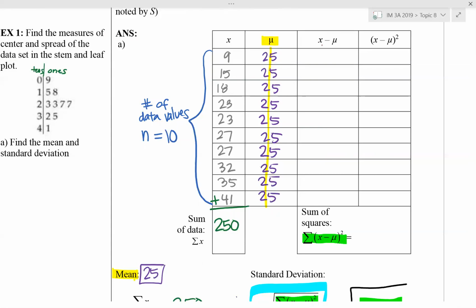So in the next column, I want to do x minus mu. So for each of these values, I'm taking it and subtracting. So 9 minus 25 is negative 16. 15 minus 25 is negative 10. 18 minus 25 is negative 7, and so on. So I'm going to fill in these values by subtracting those two numbers in the first two columns.